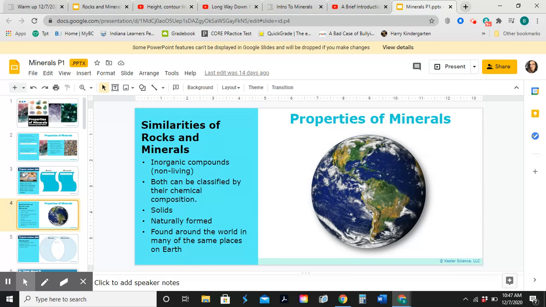They are inorganic compounds, non-living. Both can be classified by their chemical composition. They are solids. They are naturally formed, and they are found around the world in many of the same places on Earth.